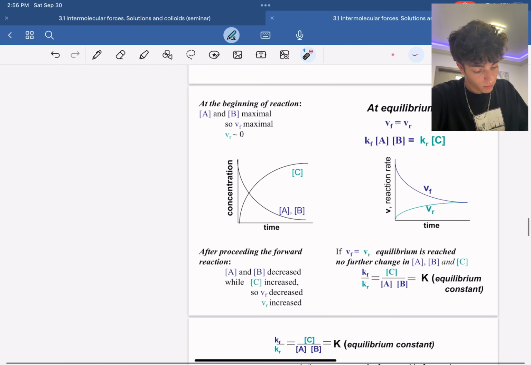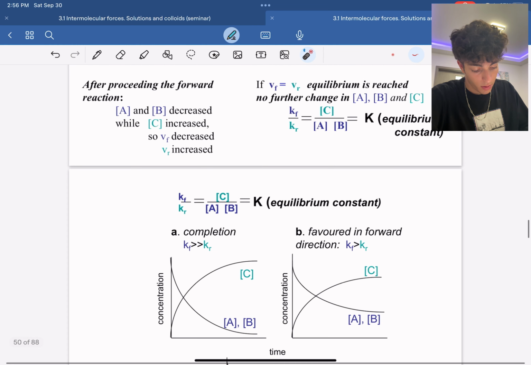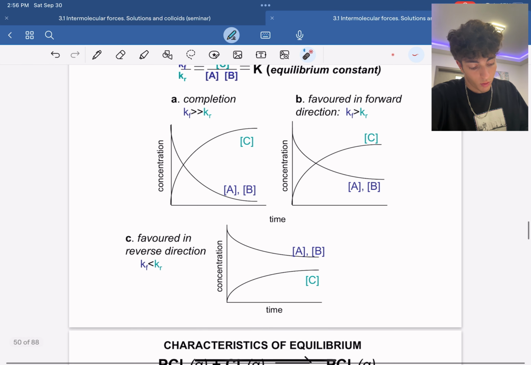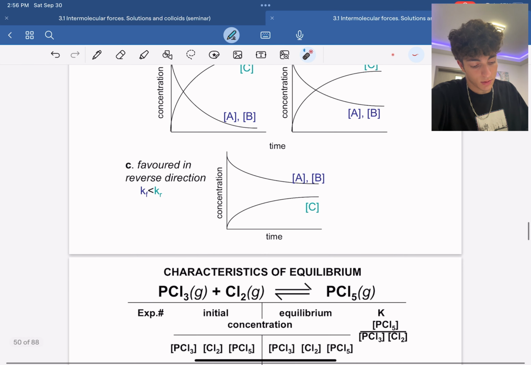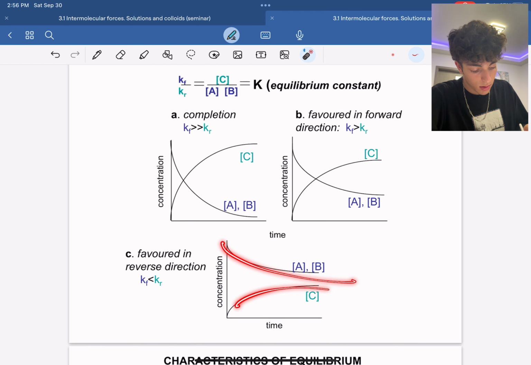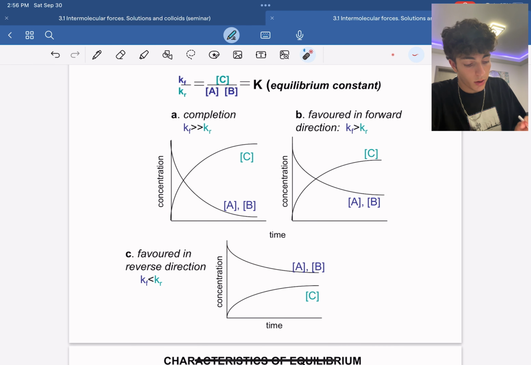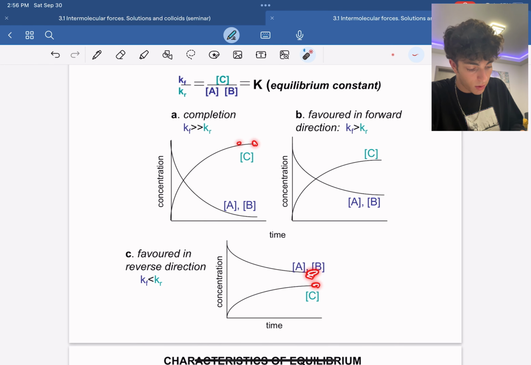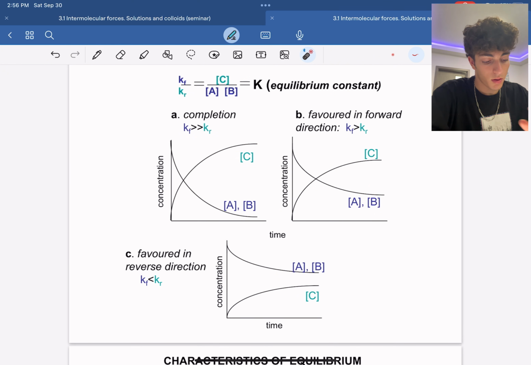Now, I'm going to move a little further down. This is repeating the same thing. Oh, this is something I want to say as well. We can have a concentration versus time graph that looks like this, and we can have one that looks like this, okay? The only thing you're looking for is where it's plateauing, to find the equilibrium point. That's all that is.